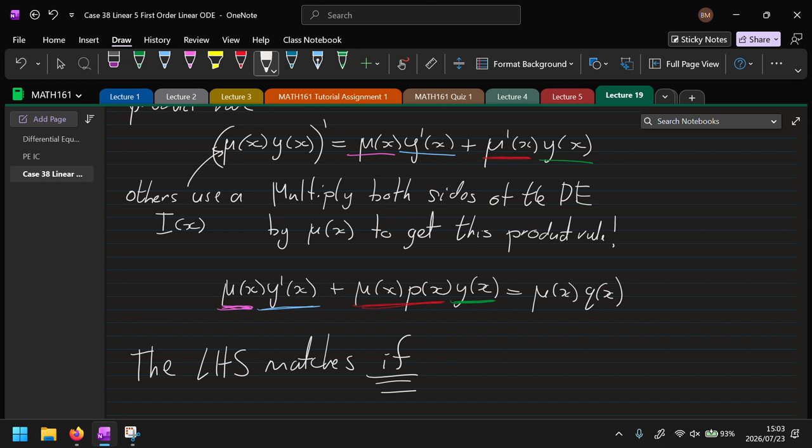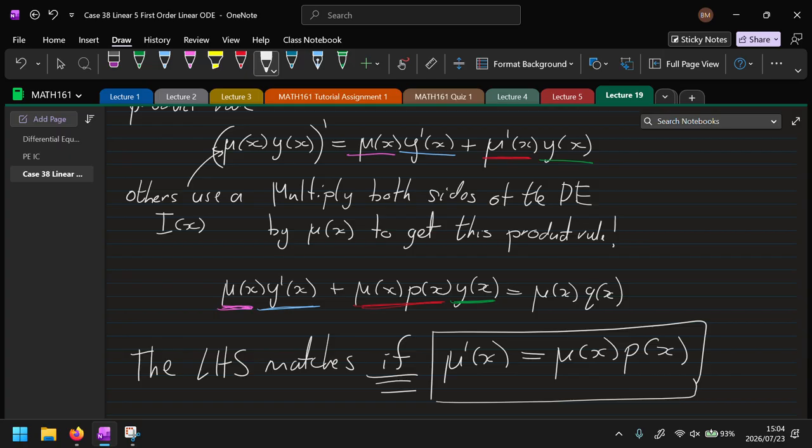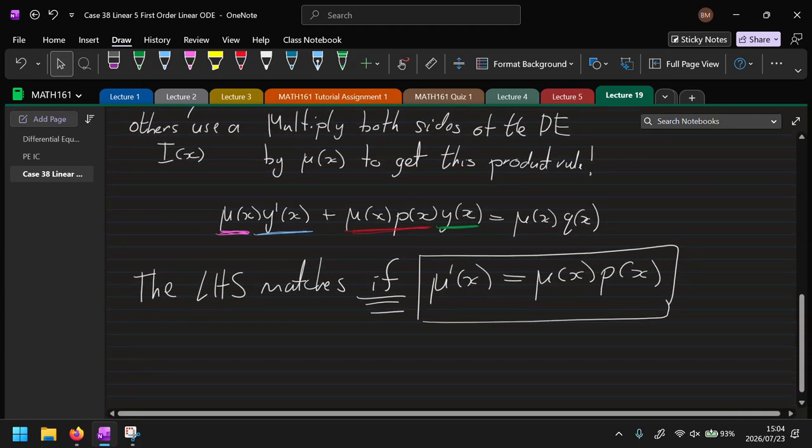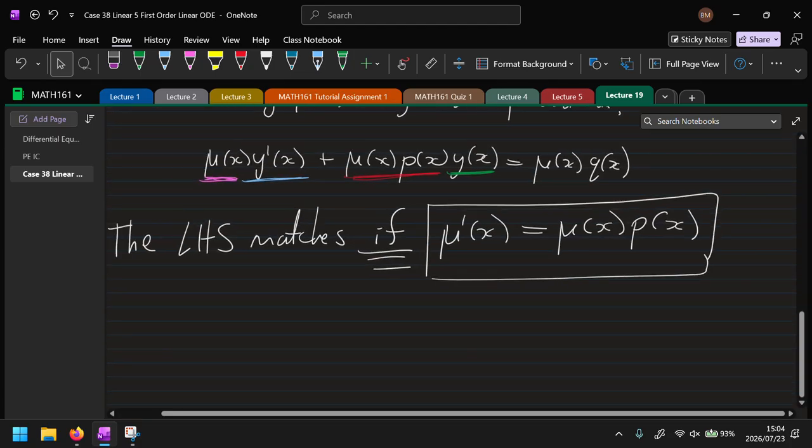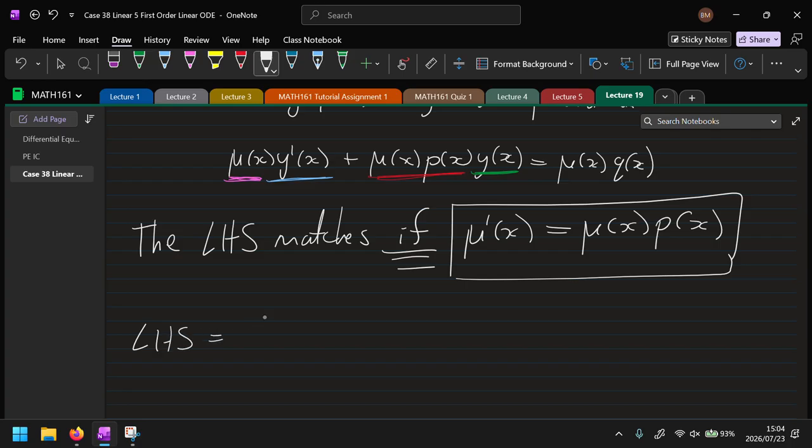So pink with pink, that's fine. Blue with blue, that's fine. Red with red, that's not fine. They look different. But if we want the left-hand sides to match up, those reds better be the same. Does everyone see that? For us to match up the left-hand side of the first equation with the left-hand side of the second equation, those red parts must be the same. Okay, so let's carry on. So what was the left side? That was mu of x times y, all of that prime. And this must be equal to that right-hand side.